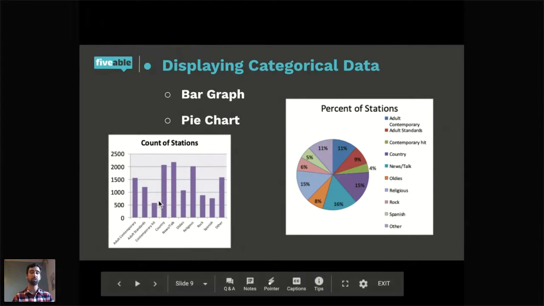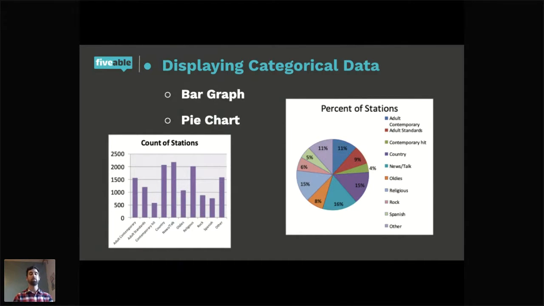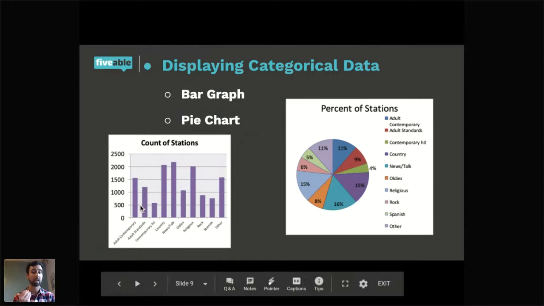We like bar charts or bar graphs because it allows us to see and compare with our eyes rather than spending a lot of time looking at the numbers. This is a count, right? This is a physical number of stations.